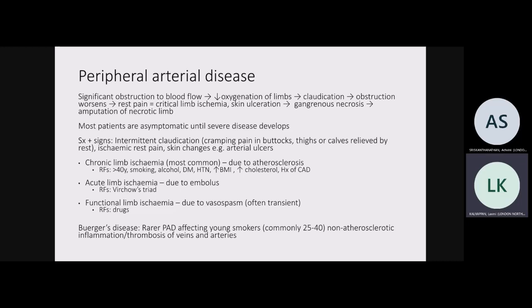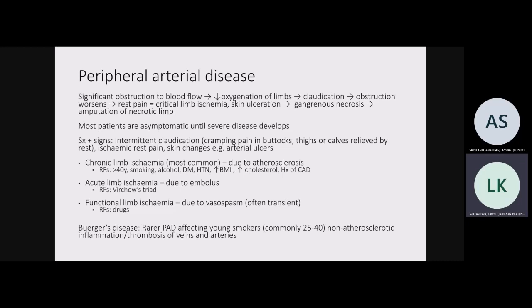Signs and symptoms, so as we explained, the intermittent claudication, which is often relieved by rest, and then it progresses to rest pain, and then you can also see skin changes as well. So chronic limb ischemia, the most common type of PAD, is often due to atherosclerosis. I've listed the risk factors there, and management of these patients largely involves controlling their cholesterol levels and their blood pressure and diabetes, and encouraging weight loss.